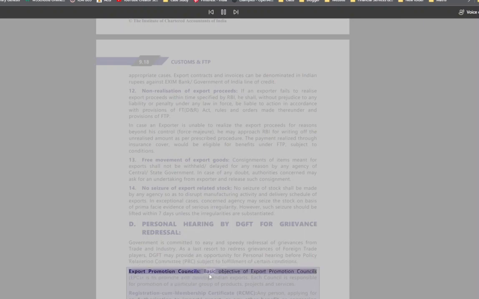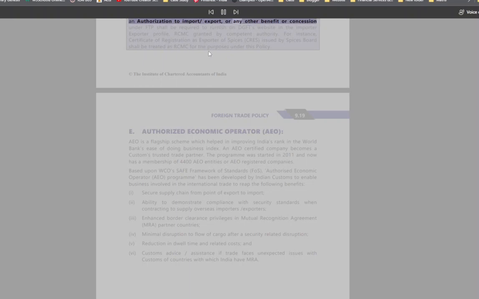Export Promotion Councils. Basic objective of Export Promotion Councils, EPCs, is to promote and develop Indian exports. Each council is responsible for promotion of a particular group of products, projects, and services. Registration cum membership certificate, RCMC. Any person applying for an authorization to import/export, or any other benefit or concession under FTP shall be required to furnish on DGFT's website in the Importer-Exporter Profile, RCMC granted by competent authority. For instance, certificate of registration as exporter of spices, CRES, issued by Spices Board shall be treated as RCMC for the purposes under this policy.